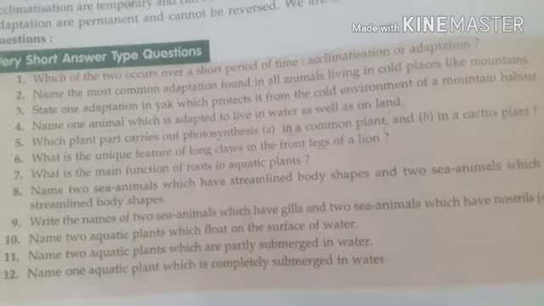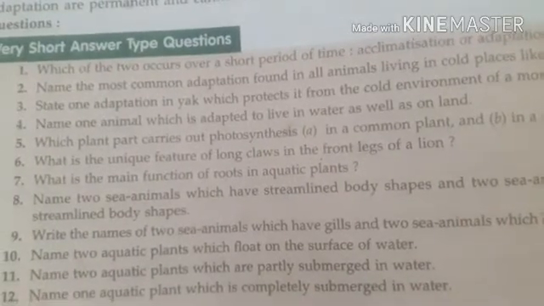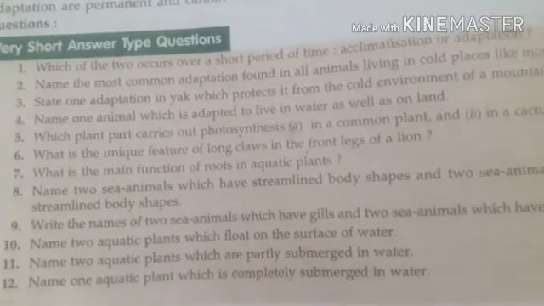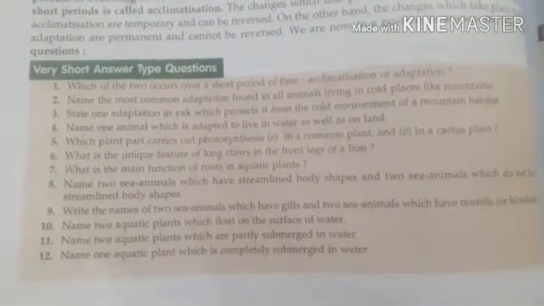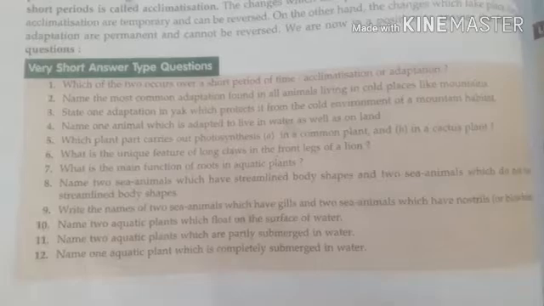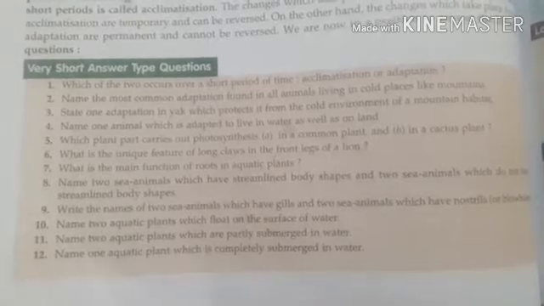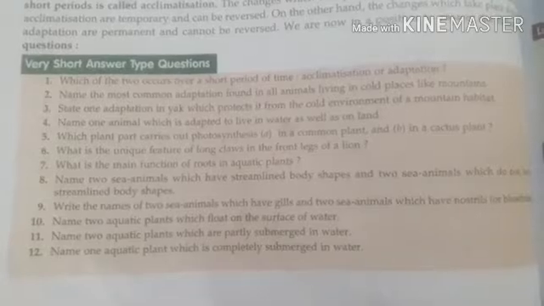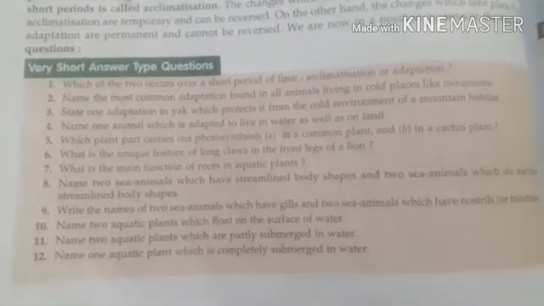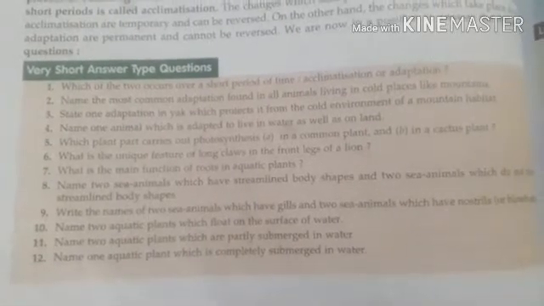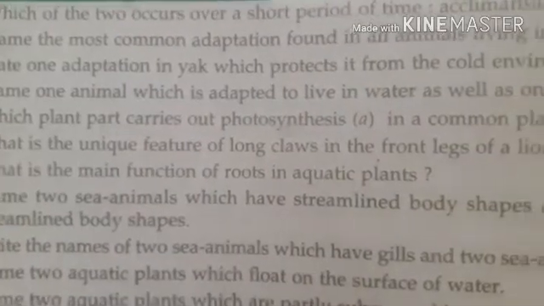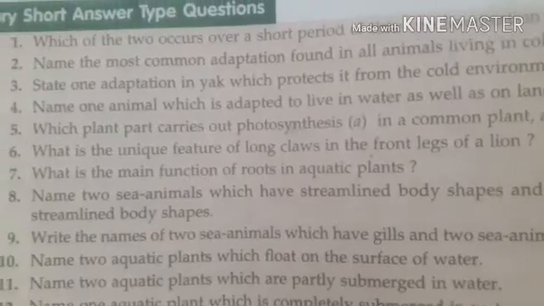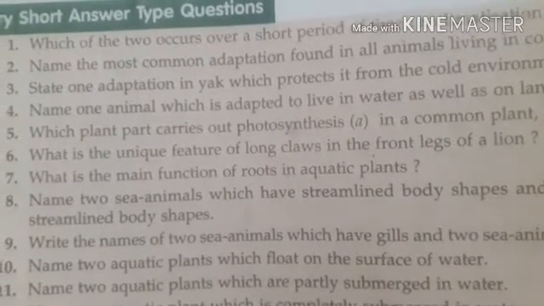Next, fourth question. Name one animal which adapted to live in water as well as on land, that is frog. Fifth question. Which plant part carries out photosynthesis in a common plant and in a cactus? In a common plant, leaf; in a cactus, stem. What is the unique feature of long claws in the front legs of a lion? In the front legs of a lion, the unique feature is the nails.